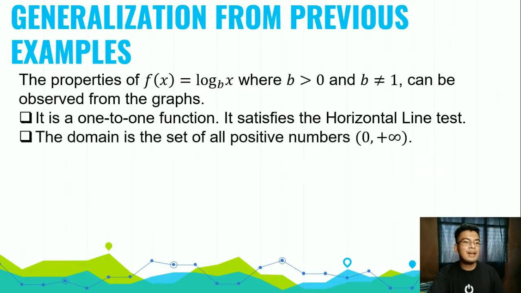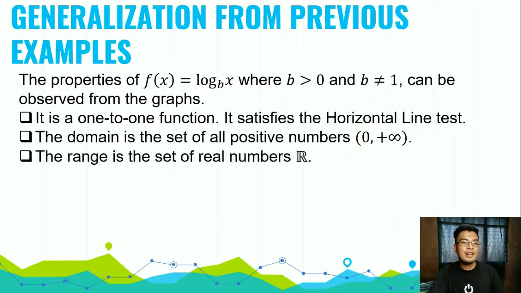Yung domain nila ay set of all positive numbers. Napansin naman natin na yung graph natin ay nasa positive x-axis lang. The range is the set of real numbers R. So, napansin natin na yung ating graph ay nagmula sa taas papunta sa baba. So, ibig sabihin kasama lahat ng real numbers doon sa ating range.